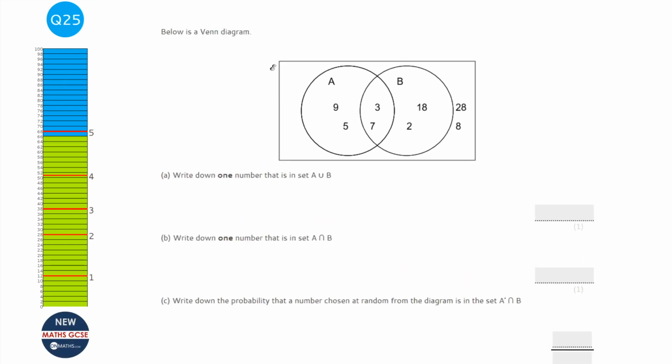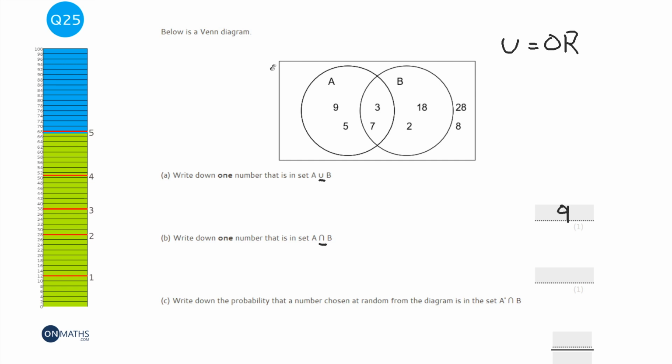Okay, for Venn diagrams, it's really important to understand the notation. This symbol here means union. It just means or. It means it can be in A, or it can be in B, or it can be in both. So it's any number inside either circle. So I could have 9, 5, 3, 7, 18, or 2. Let's go for 9, but the other 5 would be correct.